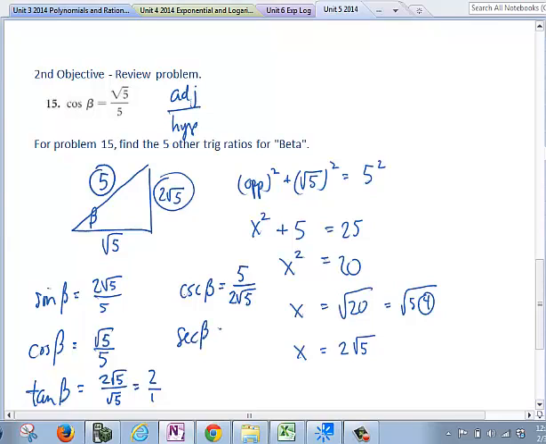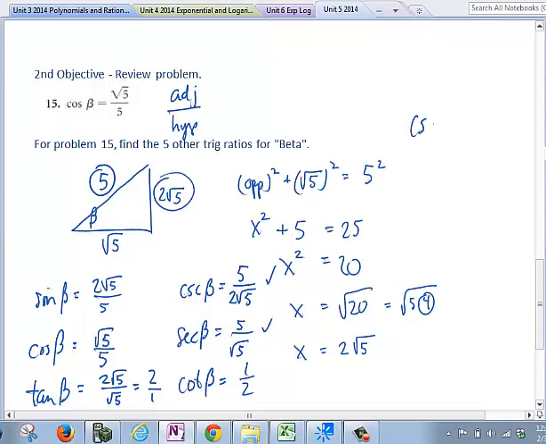The secant of beta is 5 over root 5, and the cotangent of beta is just the reciprocal, which would be 1/2. And just remember, these answers would not be acceptable if you left the radical in the bottom, so you would have to rationalize them.